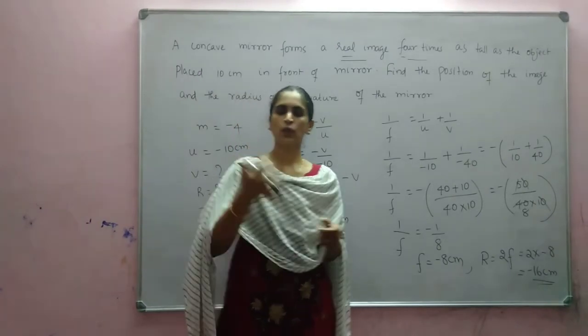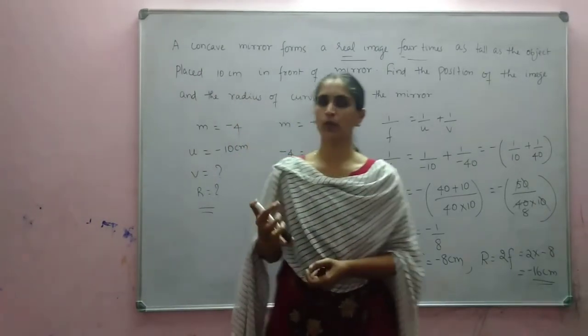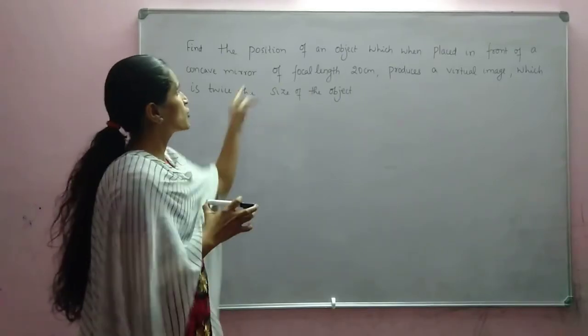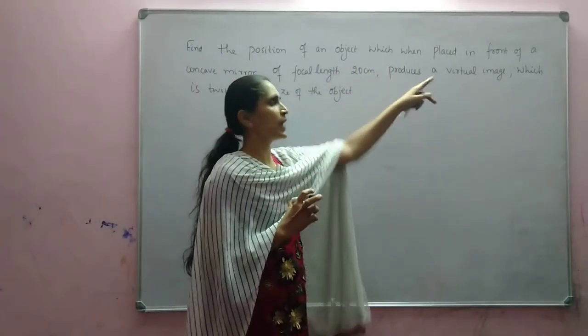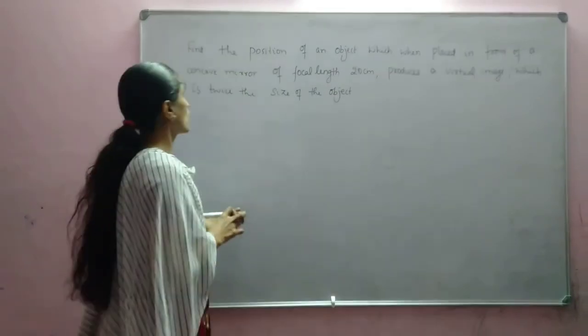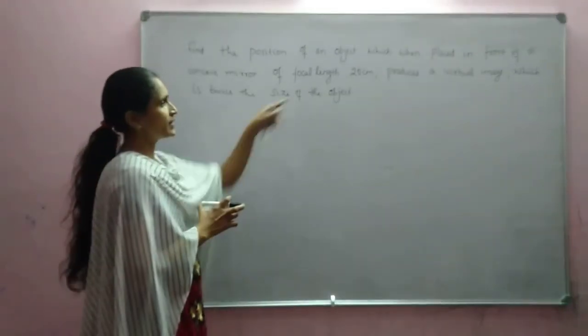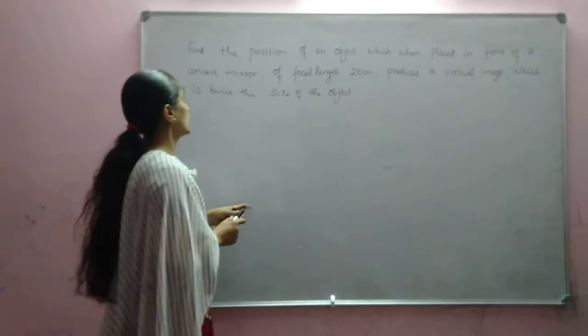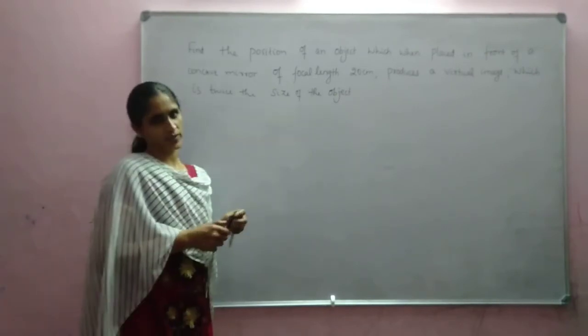Okay. Now we will discuss the last problem. Find the position of an object which, when placed in front of a concave mirror of focal length 20 centimeter, produces a virtual image which is twice the size of the object.